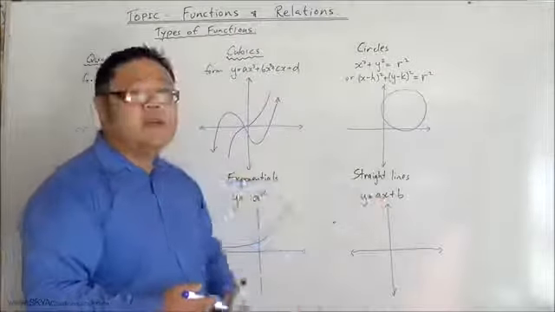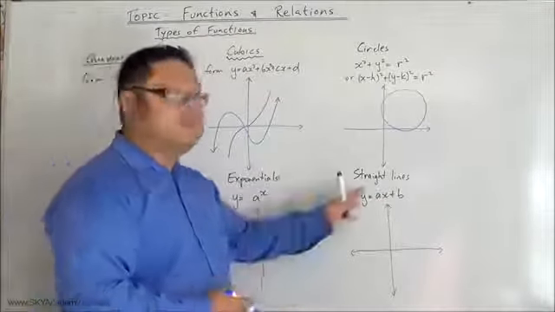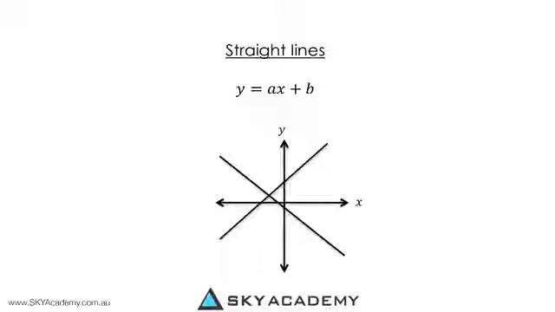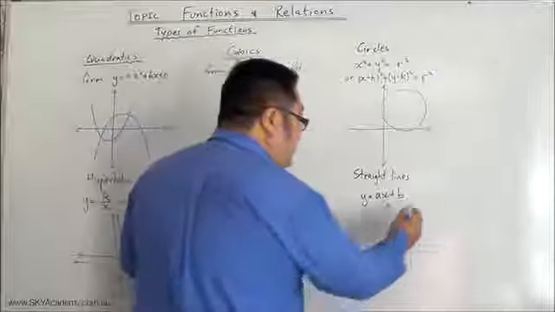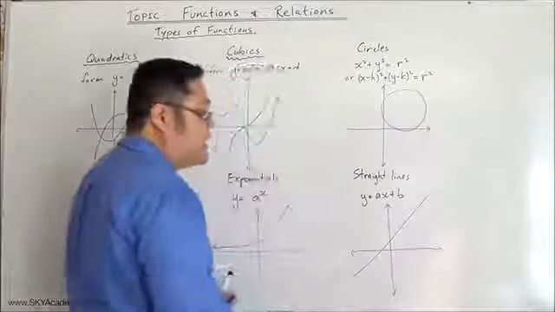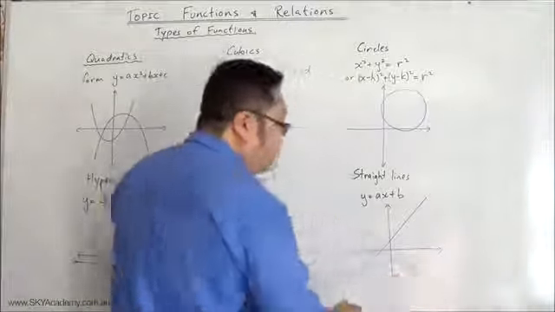And finally, you will recognize this as the straight line, and we will devote a whole chapter to the straight line. y is equal to ax plus b, and that looks like that, or it can also look like that.